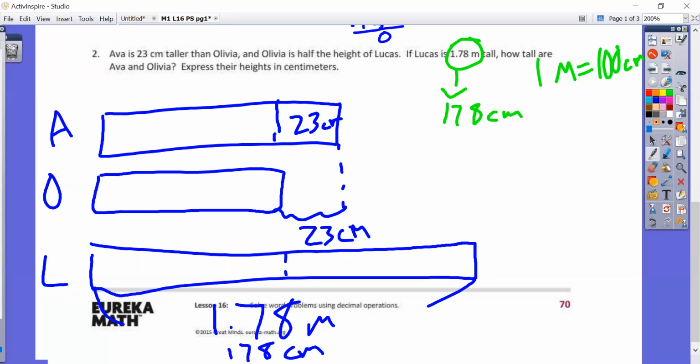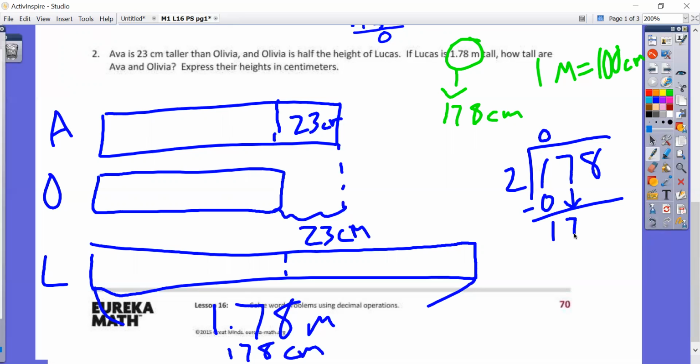So to get Olivia, what do we need to do? That's right, we need to divide Lucas's in half. So let's divide 178 divided by 2 really quick, because they want it in centimeters. We cannot do the hundreds place, so we'll represent that with a 0. Divide, subtract, we're left with 1 remaining 100. Decompose into the tens place, 17, 2, 4, 6, 8, 10, 12, 14, 16.